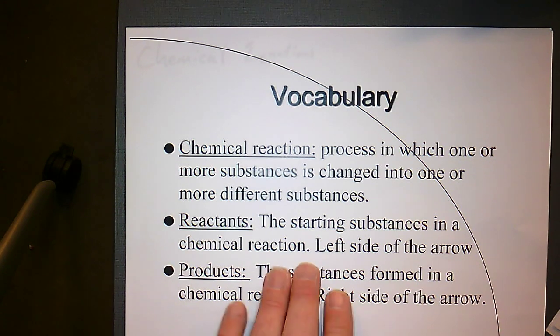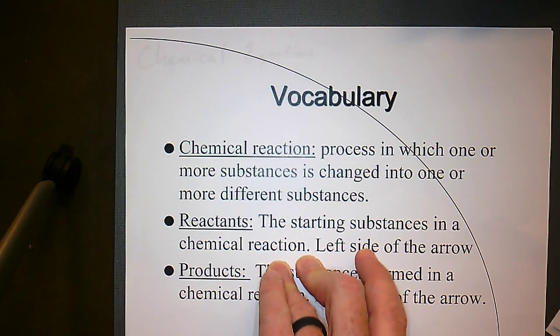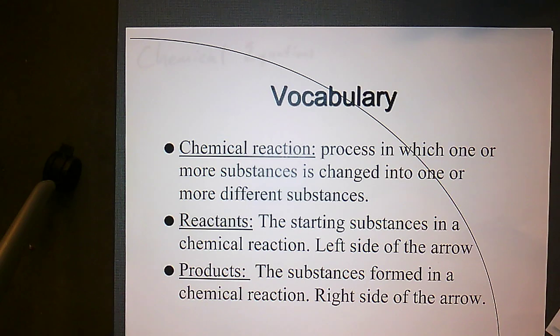Okay? The products, you guys have seen chemical reactions written out before. I know I've written them out for you. You do it in biology. So the reactions, the reactants are the things we start with. They're on the left side of the arrow. The right side are the products, or what are produced in the reaction. All right?